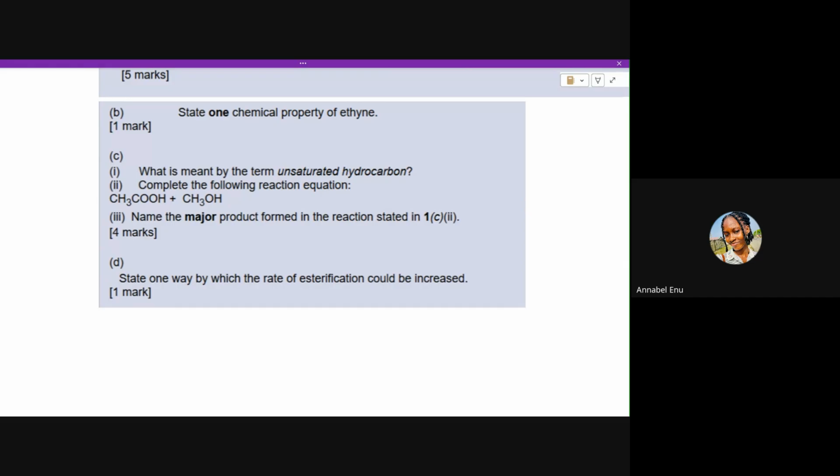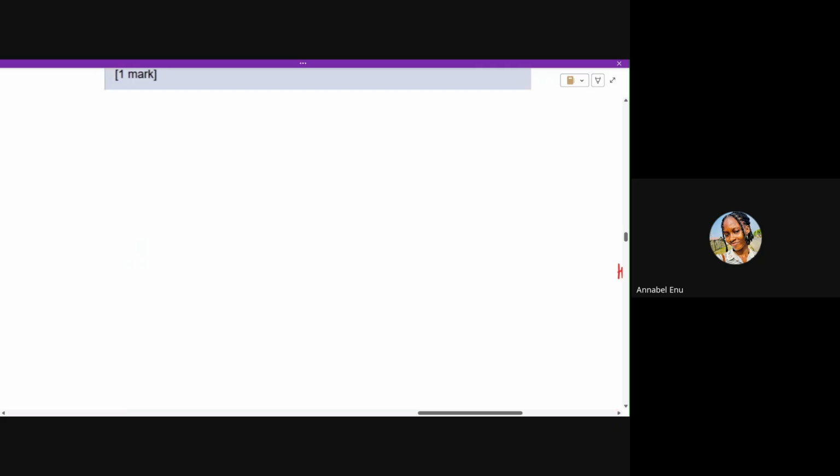We can say it undergoes addition reaction. Usually, unsaturated hydrocarbons are the hydrocarbons that undergo addition reaction. Okay, that is double bond or triple bond hydrocarbon. They will usually carry out addition reaction to break one of the bonds so that it will now become single. So, for example, an example of addition reaction is, let's say, addition of hydrogen.